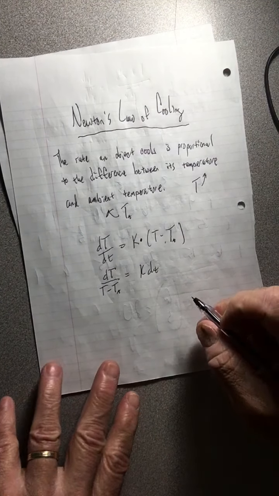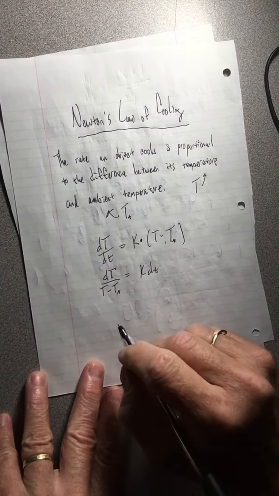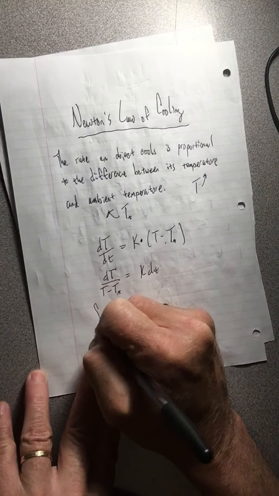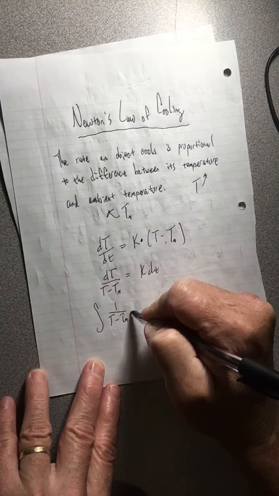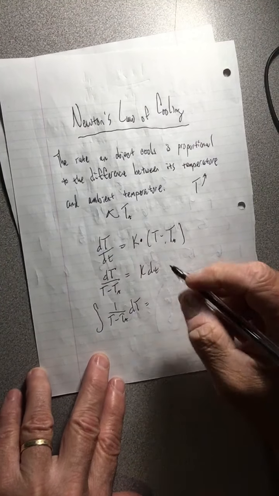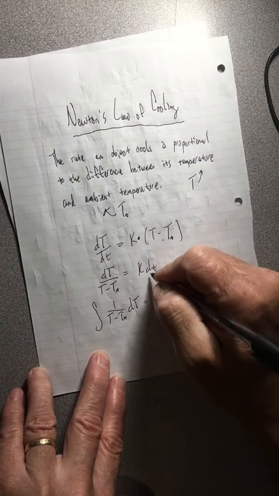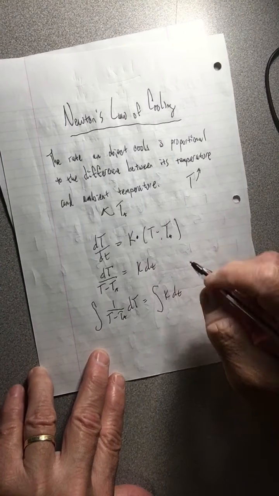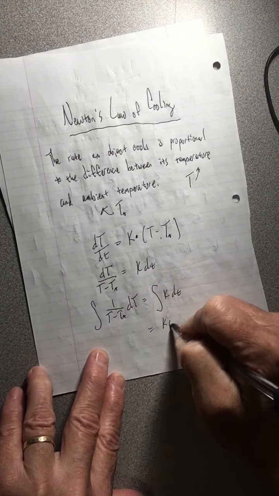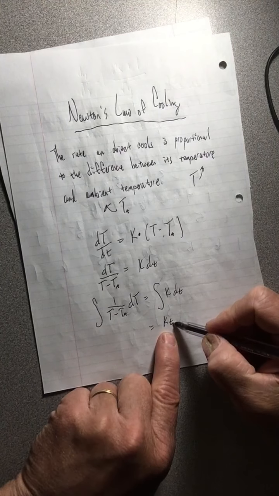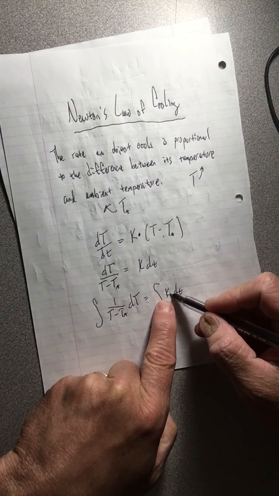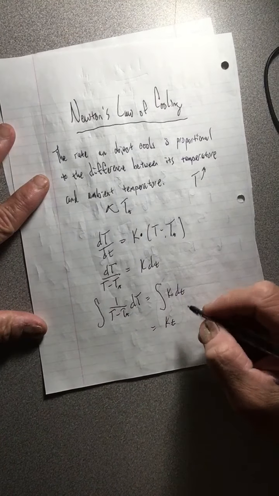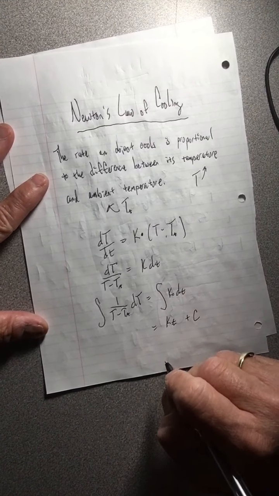Now I'm going to integrate on both sides, but before I do, I'll rewrite this a little bit. So I have 1 over T minus T sub A, and then I'll put the dT here, so it looks a little more like integration. And then over here I have k dt. So of course here we get kt, because the derivative of a linear equation is just the slope, so the antiderivative of a slope is the linear equation. And don't forget your plus C, baby.